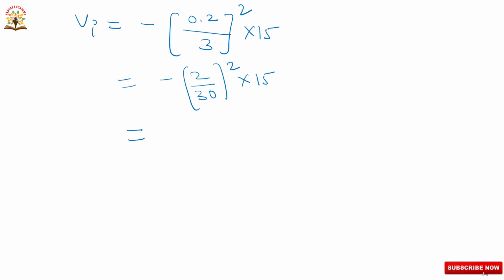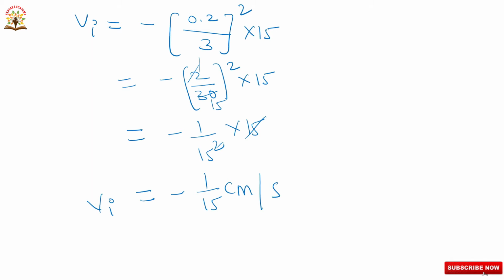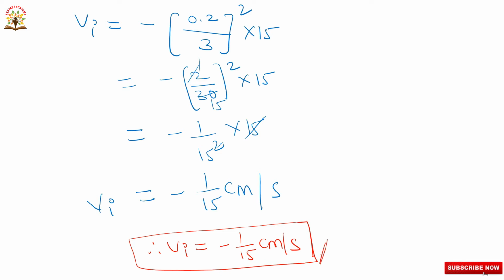So that is equal to 2 ones are 2, 15s. So minus 1 by 15 whole square into 15. The 15s cancel. So vi is equal to minus 1 by 15 meter per second. Okay, now this is the speed of the image vi. Therefore the final answer is vi is equal to minus 1 by 15 per second. Okay, next we will go to the next question.